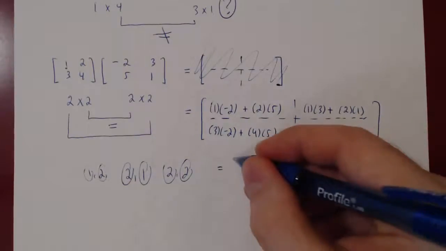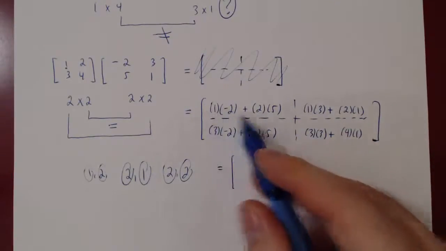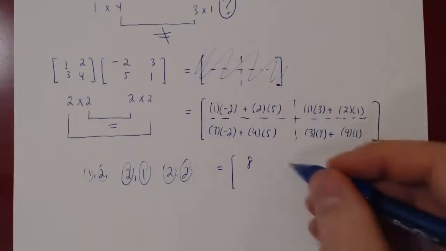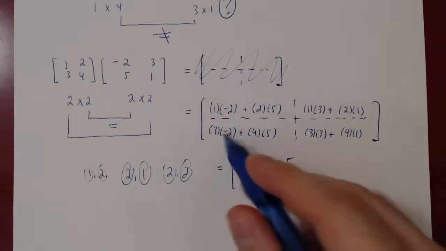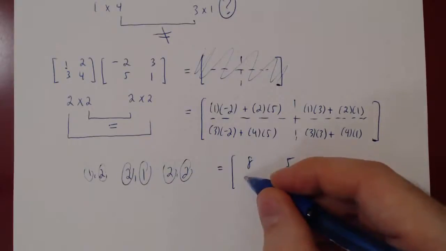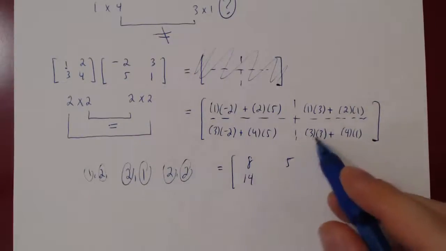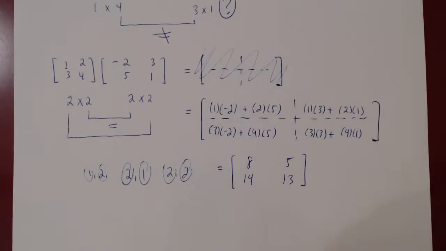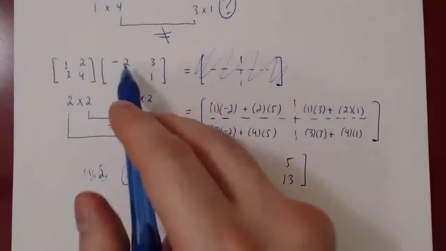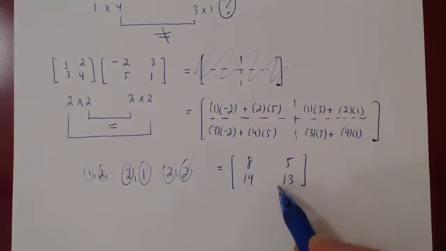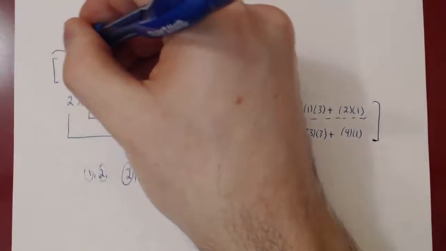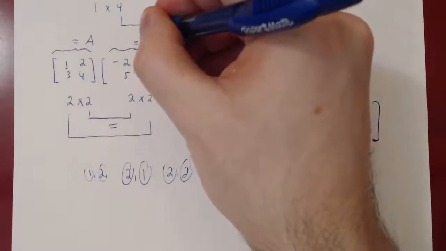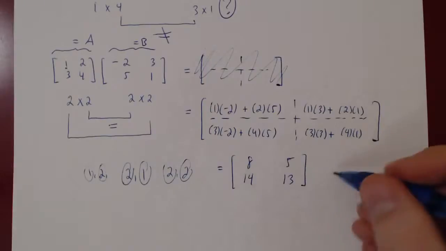So let's compute these entries. We have negative 2 plus 10, positive 8. 3 plus 2, positive 5. Negative 6 plus 20, positive 14. 9 plus 4, 13. And there you have it. This matrix times this one equals this one. Let's call this matrix A. Let's call this matrix B. And this, of course, is the matrix AB.